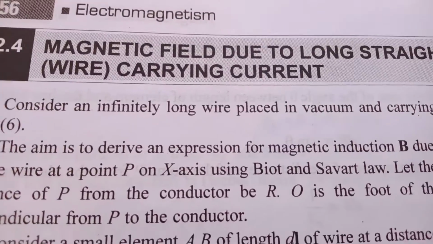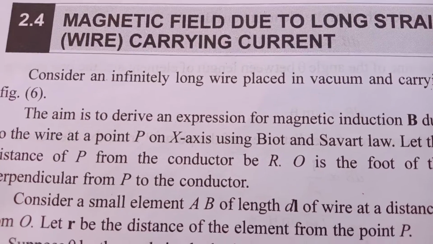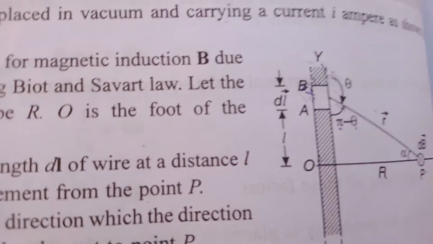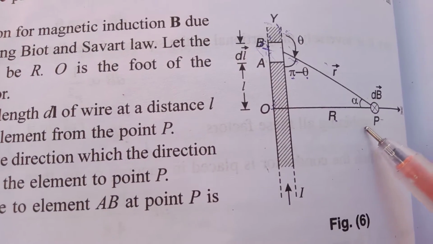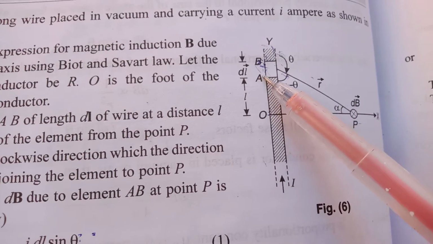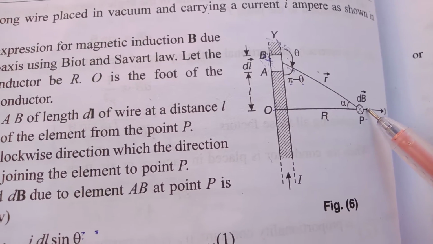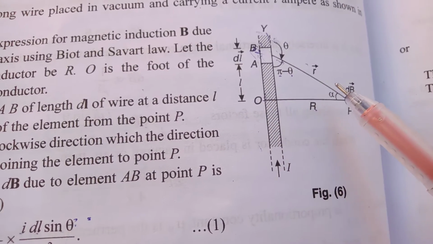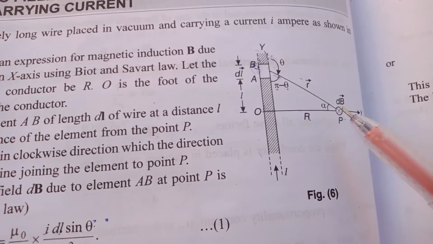Magnetic field due to a long straight current carrying wire. We have to find out the magnetic field at any point P. This is a long current carrying wire. Consider a small element dl. From the point P, draw a perpendicular onto the wire and let that distance be capital R.